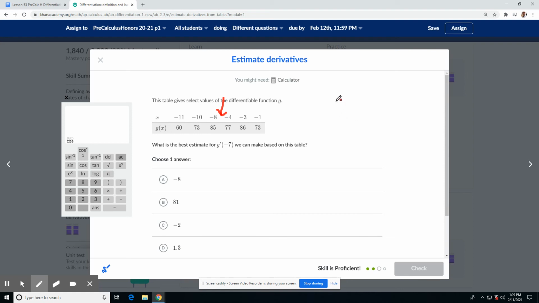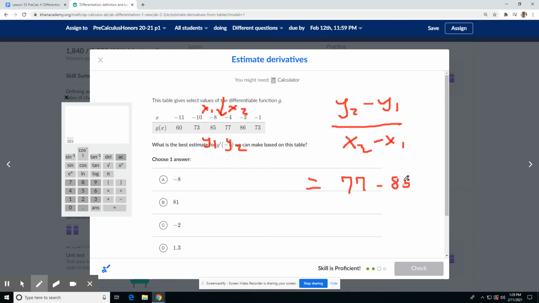So let's go ahead with y2 minus y1 over x2 minus x1. This would be our x1 value. This is our x2 value. This is our y1 value. This is our y2 value. We'll just go ahead and plug those in. So y2 is 77 minus y1 is 85, over x2, which is negative 4, minus x1, which is negative 8.